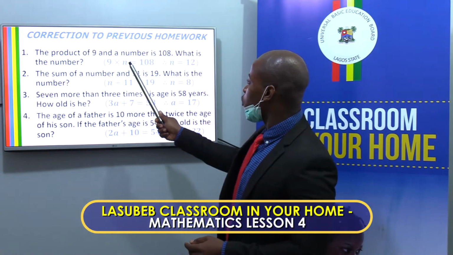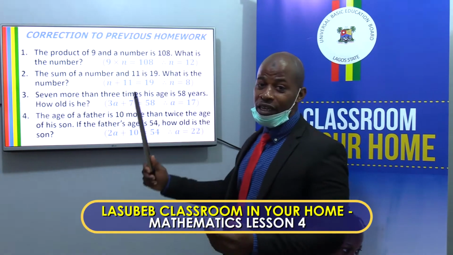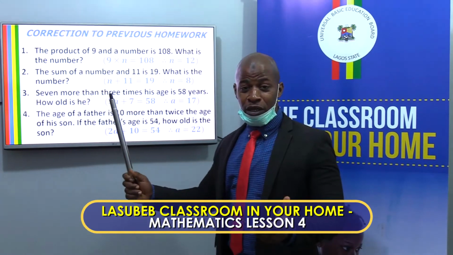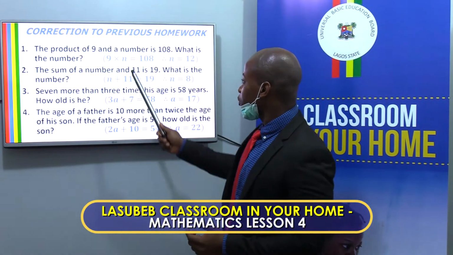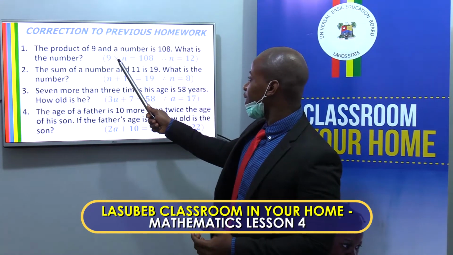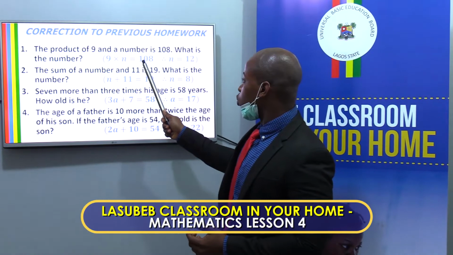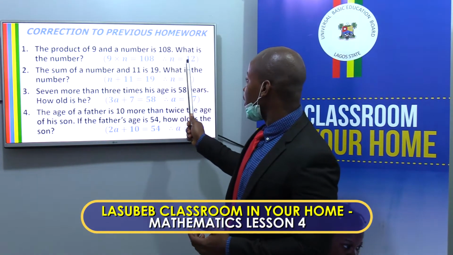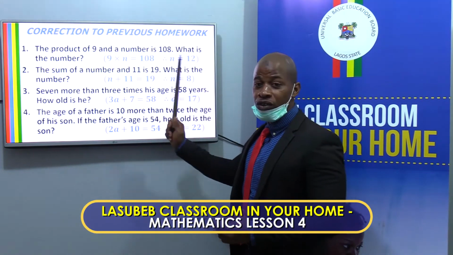Number 1 says the product of 9 and a number is 108. Of course, you know that product means to multiply. So the equation we will use for this is 9 times n equals 108. In this case, n is 12 because 9 times 12 is 108.